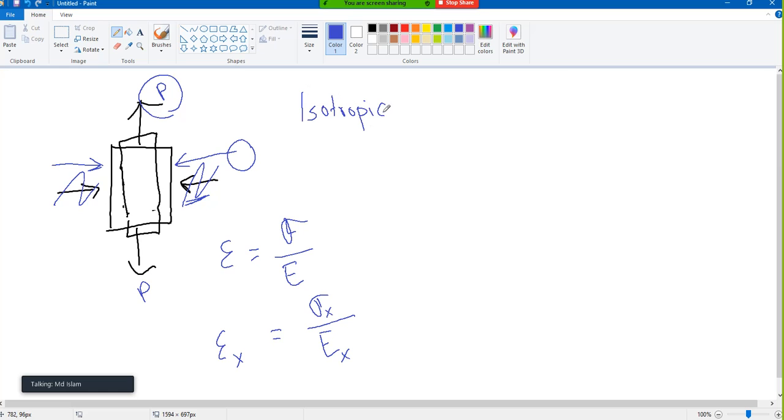Isotropic. What does isotropic mean? Isotropic means my modulus in any direction is the same. That is called isotropic. Commonly we use the isotropic assumption, and steel is isotropic. Concrete is isotropic. We can assume that. Soil, we can assume isotropic. But again, it's not perfectly isotropic. Say asphalt concrete. Is it isotropic?